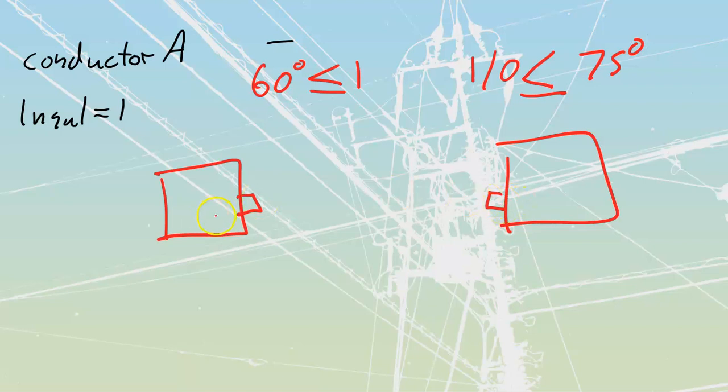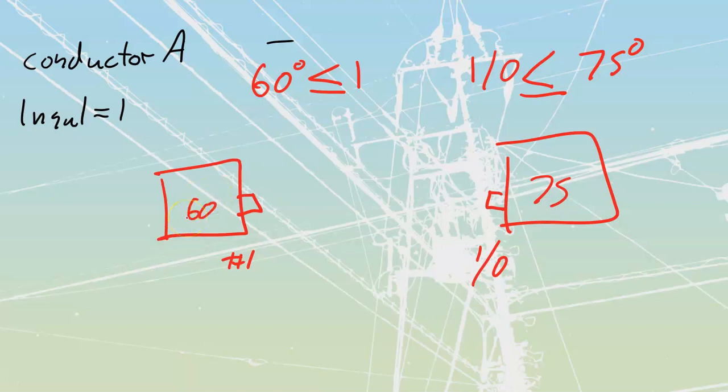So if these two were unrated pieces of equipment, but this one had something that was rated for a number 1, and this one had something that was rated for a 1/0 that I was going to have over here. This one would be a 75 degree. This one over here would be a 60 degree.